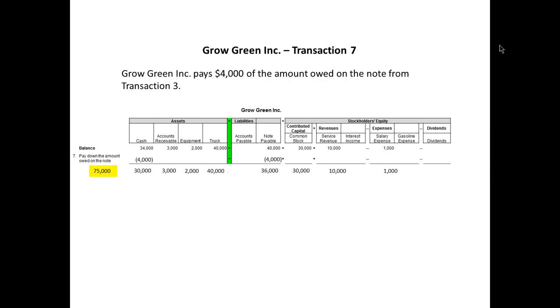Total assets, the left side of the equal sign, are $75,000, and on the right side of the equal sign, liabilities are $35,000, and stockholders' equity is $39,000 for a total of $75,000. The equation is in balance.